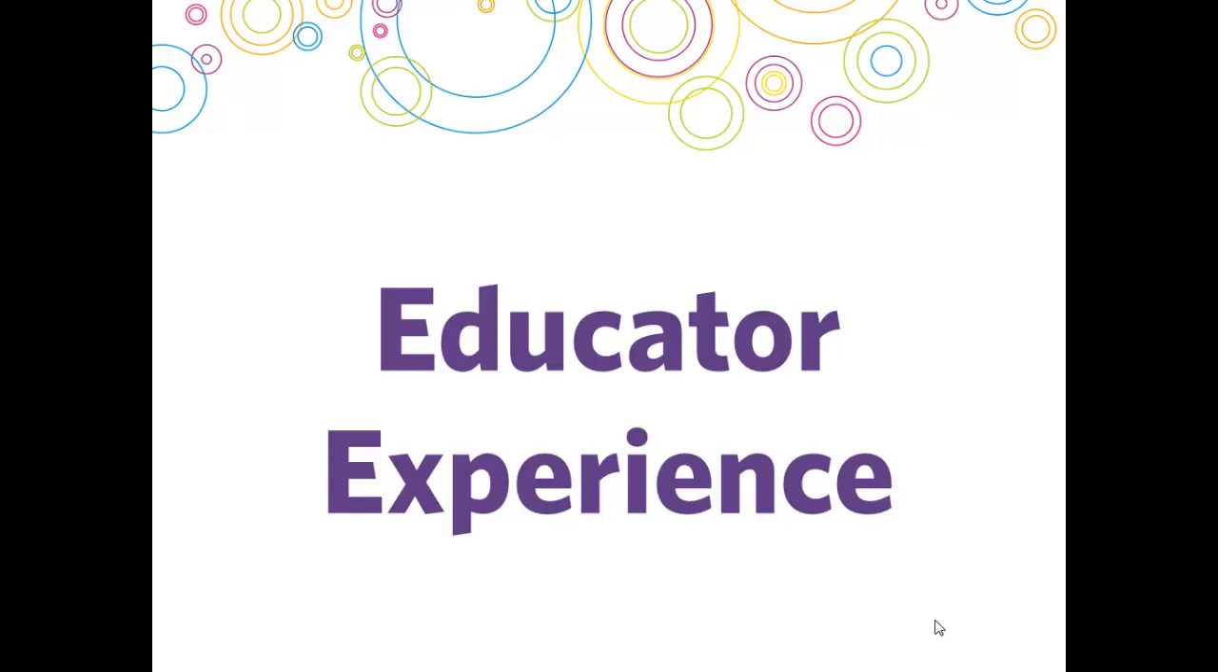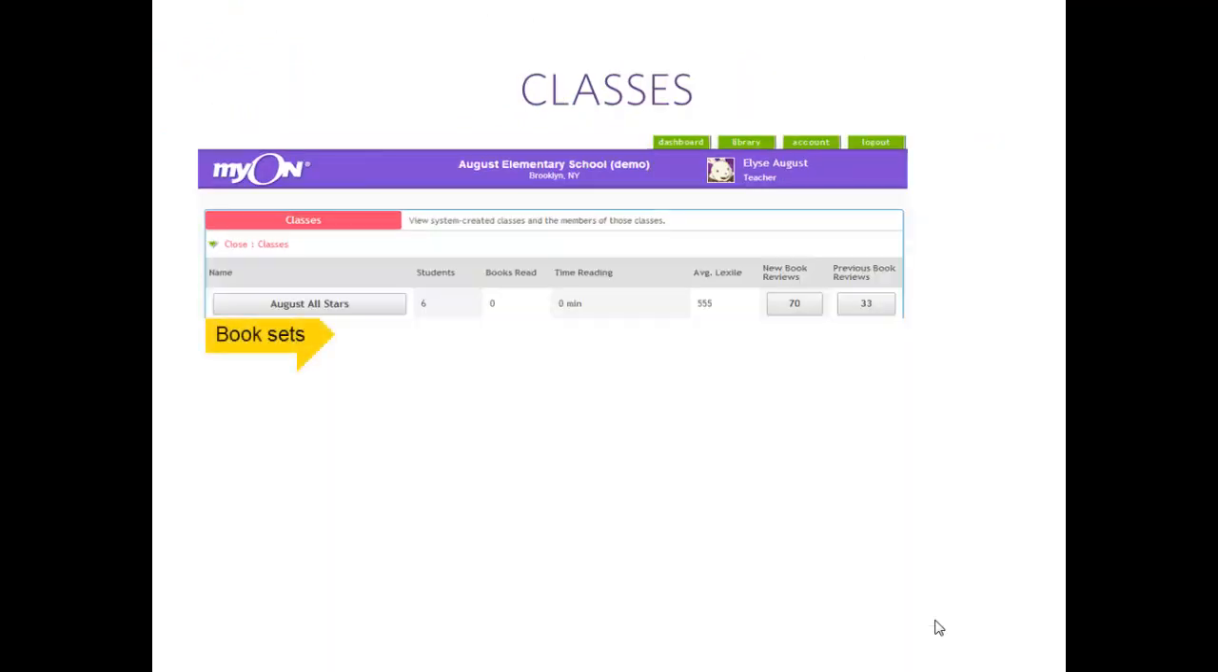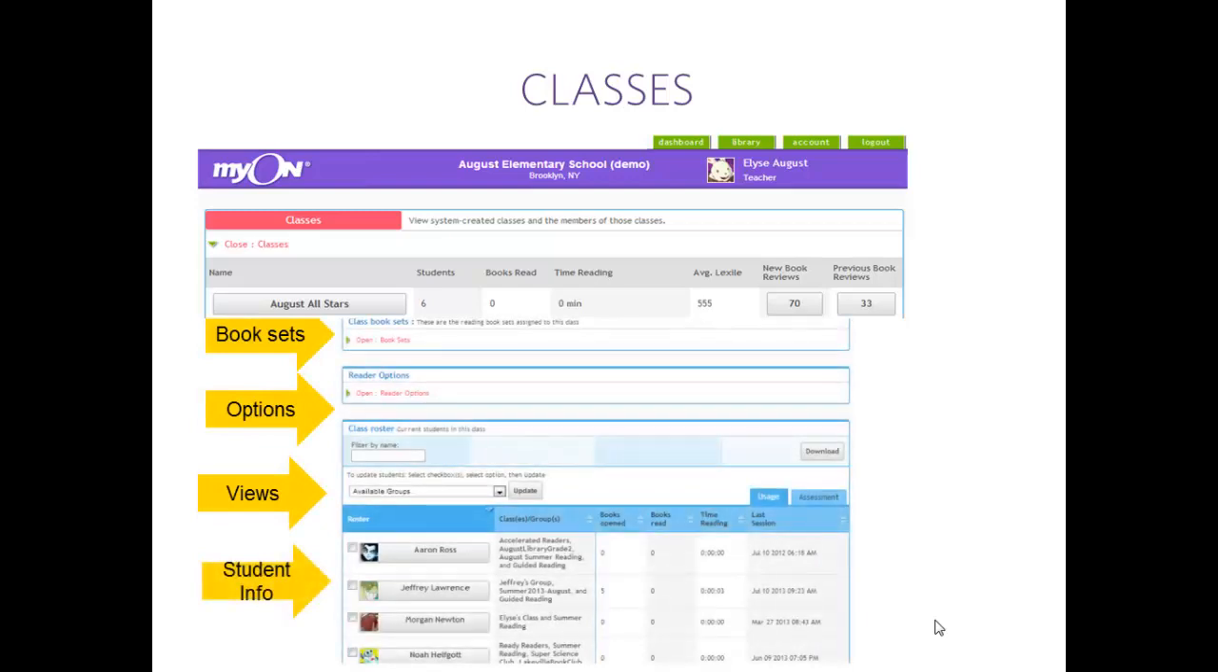Through the educator dashboard, educators will be able to view class membership and reading progress for all students, groups of students, or individual students. They can create flexible groups to support differentiation and instruction of cooperative learning with reading scaffolds, quiz and review options, as well as book set assignments.